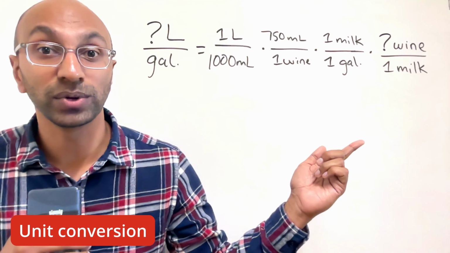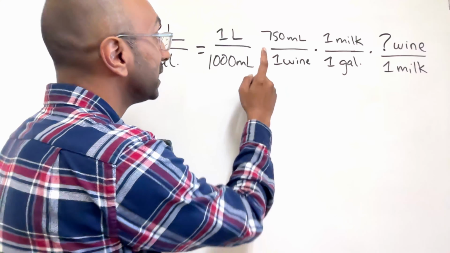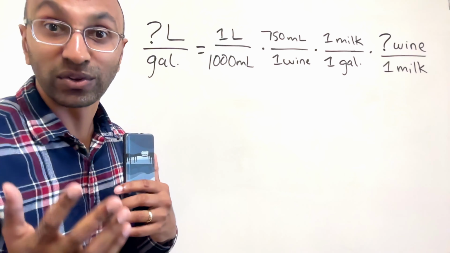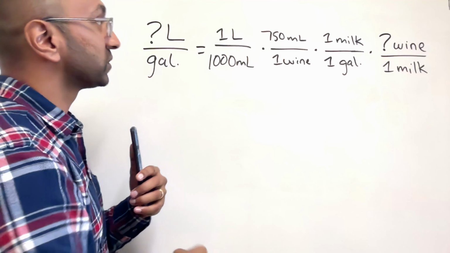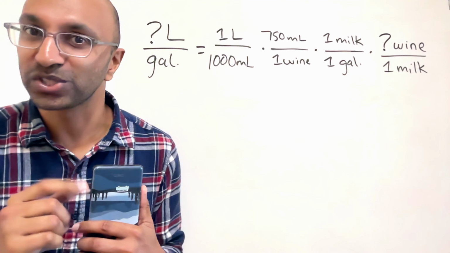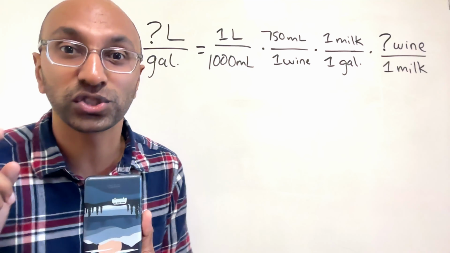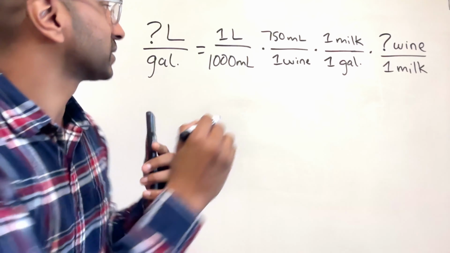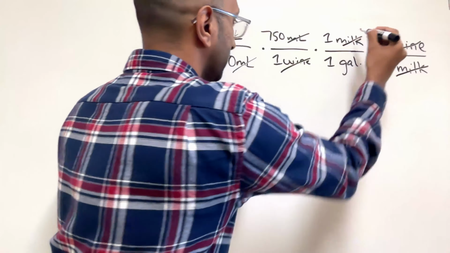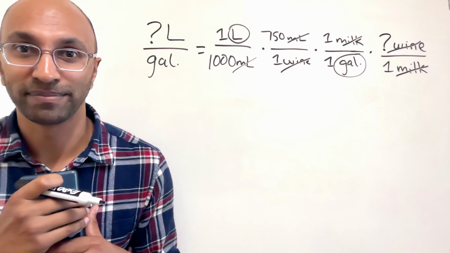The reason these sorts of unit conversions work is because each fraction is just multiplying by 1. We know that a wine bottle equals 750 milliliters, so the top and the bottom of this fraction are the same and the fraction is 1. Similarly, for all of these, we're just multiplying by 1, 1, 1, 1. It doesn't change the value, but it does change the units. And you can remember which orientation to put the fractions because all the units should cancel out to give you what you want. In this case, milliliters cancels with milliliters, wine cancels with wine, milk cancels with milk, and we're left with liters per gallon, just like we want.